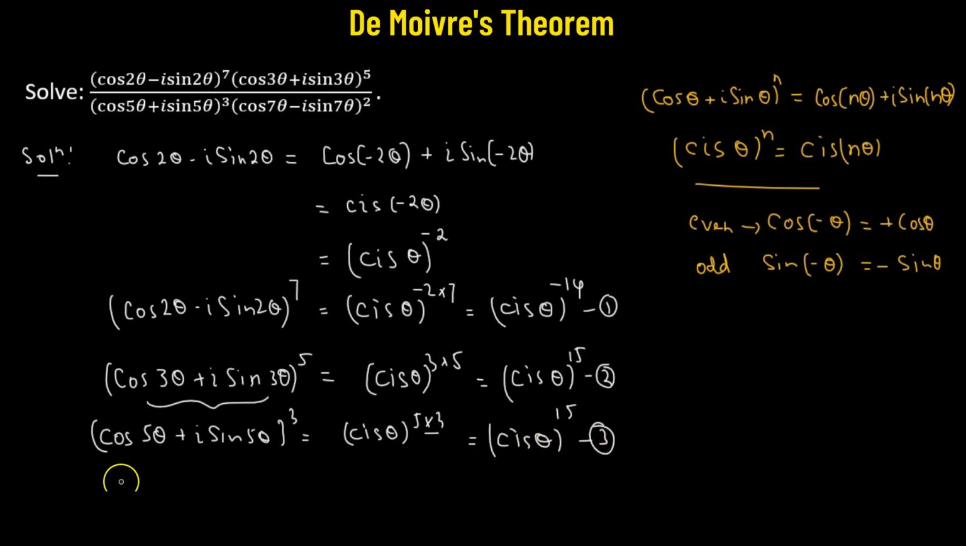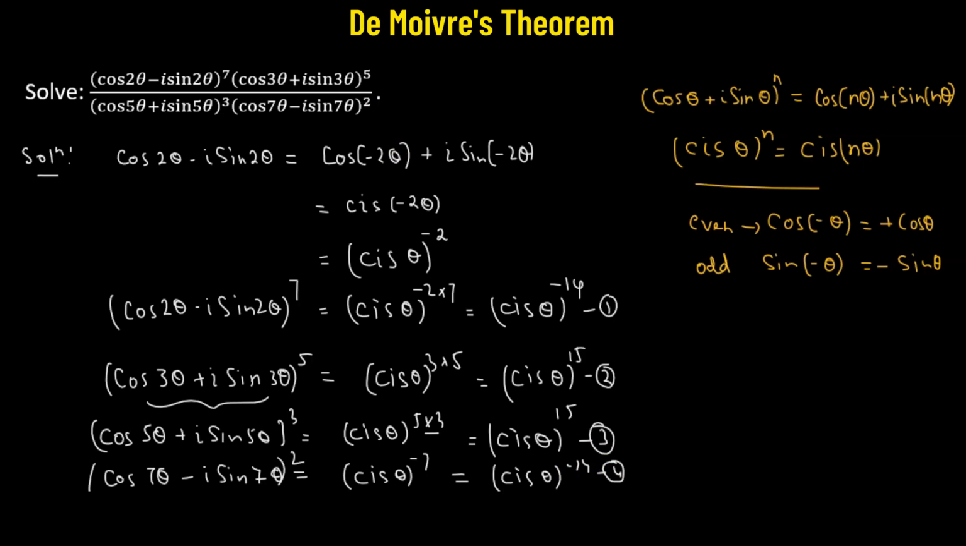And our final expression, cosine of 7 theta minus iota times sine 7 theta. So this becomes equal to cis of theta raised to the power of negative 7, and this is whole raised to the power of 2. So this becomes equal to cis theta whole raised to the power of 7 times 2, which will be negative 14. So this is number 4.